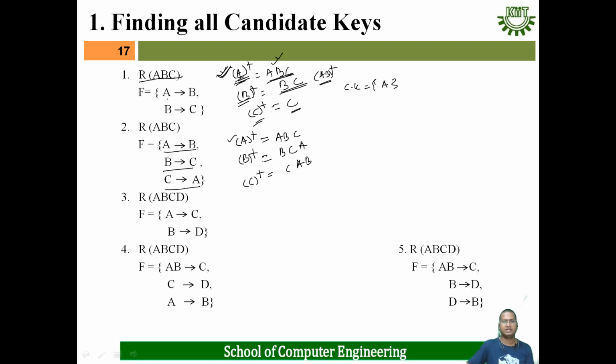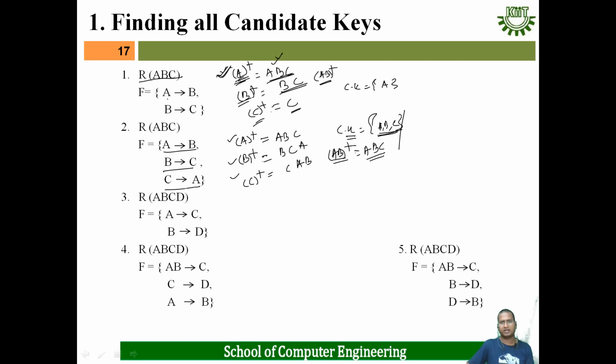That means A, B, C, all three are candidate keys in this case, because candidate keys are super keys that are minimal. If I find a closure of B with any attribute added to it, it will also derive all the attributes, but this will not be minimal. That's why we have to consider the minimal one, so A, B, C we can take.